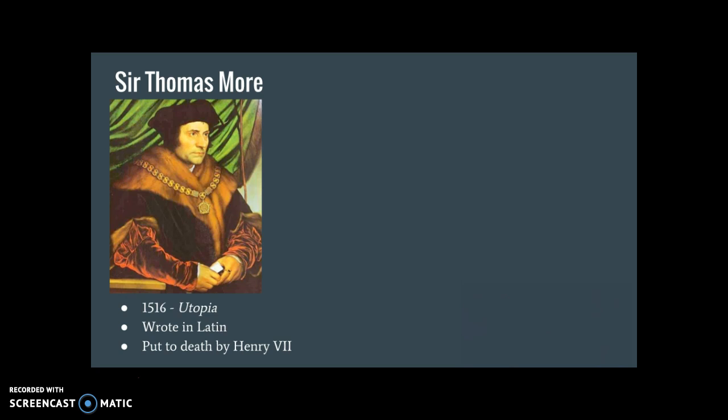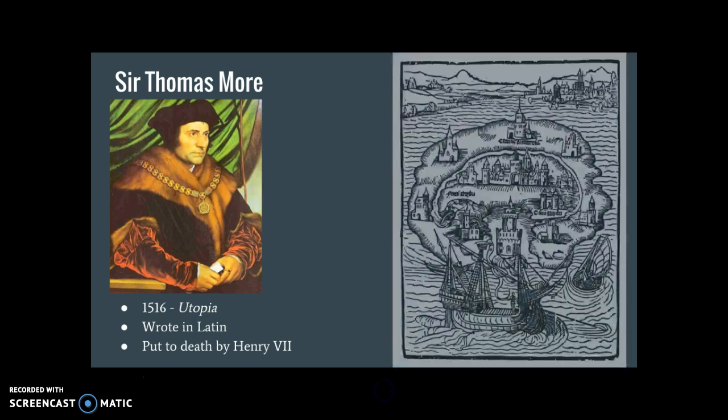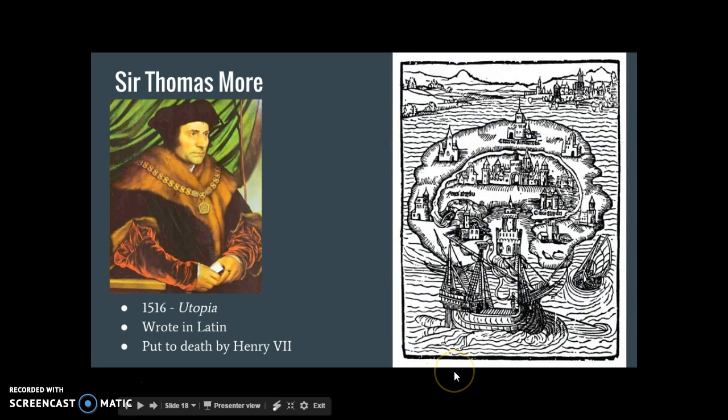He was an English lawyer, a writer, and statesman, and later on he ends up becoming a judge and was a favorite of King Henry VIII, who we're going to talk about in one of our later videos. But More publicly disagreed and spoke out against the king wanting a divorce, so he was put to death by Henry VIII. And this is a drawing of what people think that Utopia looked like. It was an isolated island there.